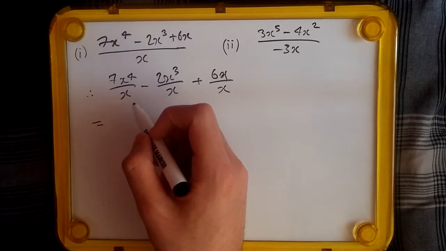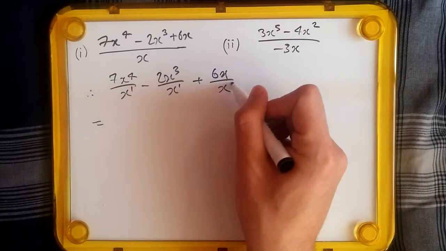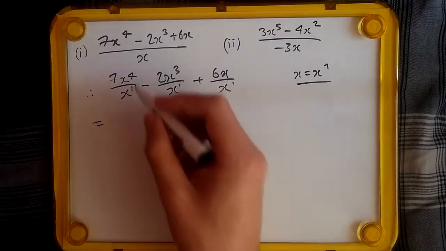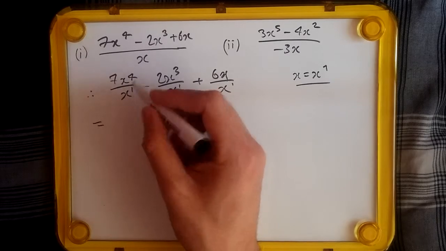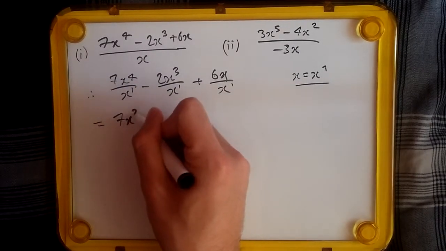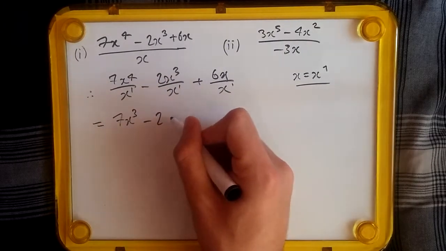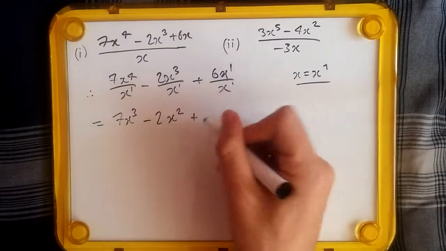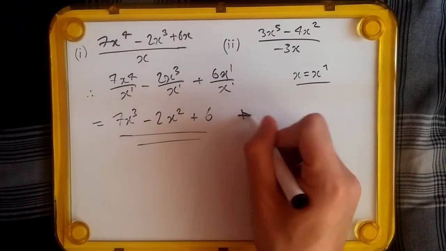When we look at the x's for a second, x is the same as x to the power 1, guys, yeah? So this is just a key note. Here we literally subtract the powers. So x to the power 4, eliminate a single x, we're left with x to the power 3. Minus 2, eliminate a single x from x cubed, we have x squared. Plus, eliminating the same x, we're left with no x, so we're just left with 6. And that's it, guys. That's literally how you simplify a fraction.